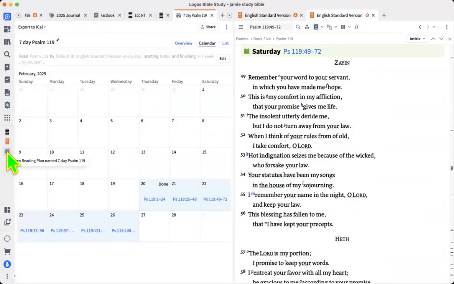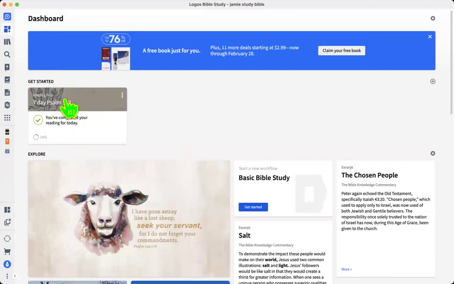So now you've got that reading plan. Also, just as a fun tip, anytime you create a reading plan like that, if you go back to your dashboard, it's going to create a little card right here. So when you open up Logos tomorrow or later today, you actually have this card. You could click on it and open right to that.